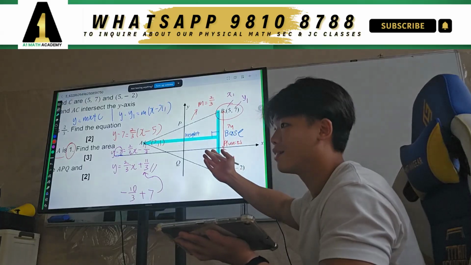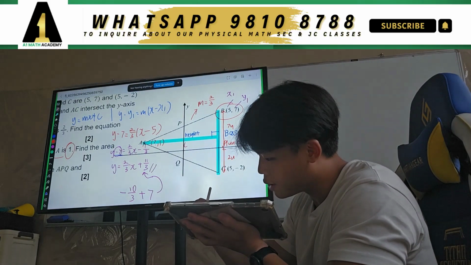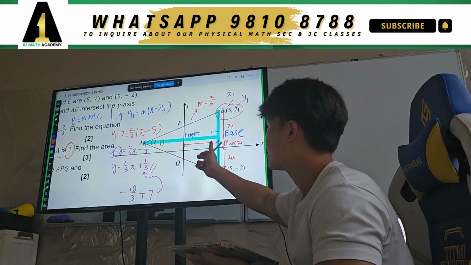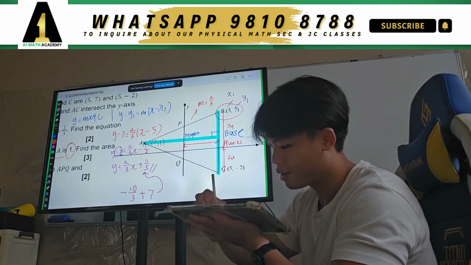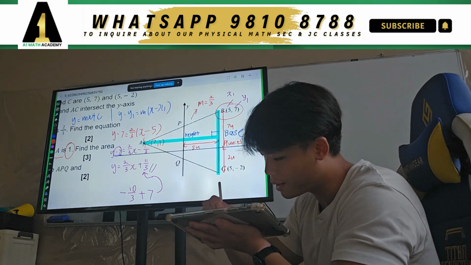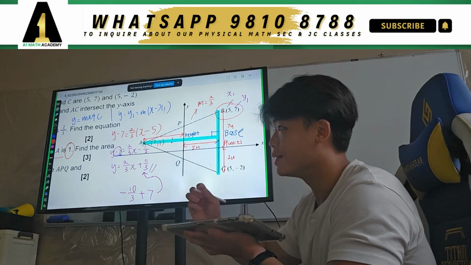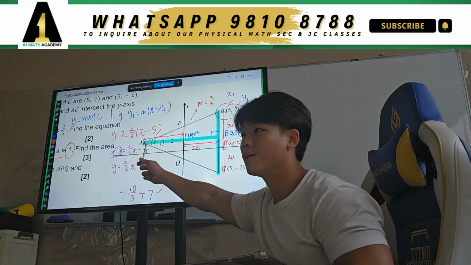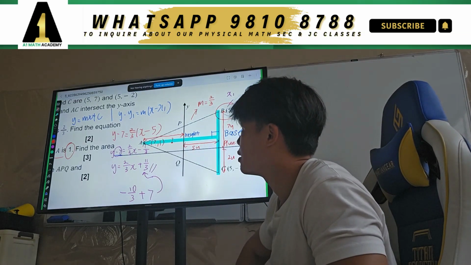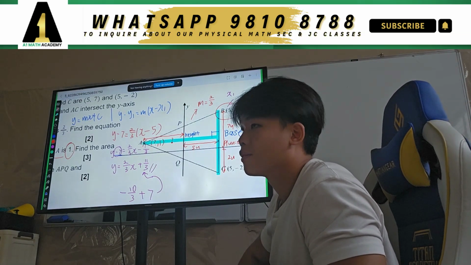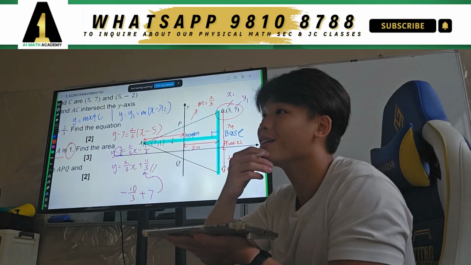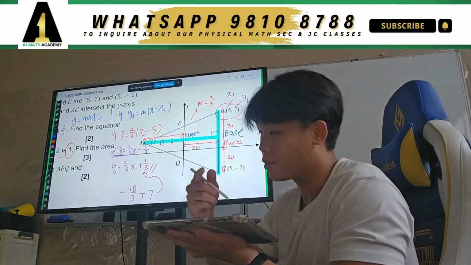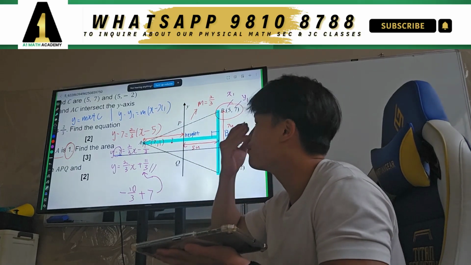But how do I find the height? From here to here, how many units? From this line to this line, 5 units. But what am I missing? I'm missing this length over here, because I don't know the x coordinate here. How do I find the x coordinate of A? You can use gradient, that's one way. Or what's an even more straightforward way?